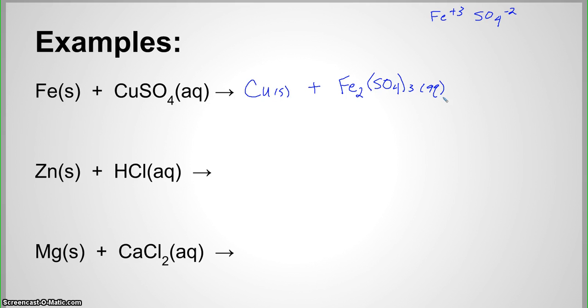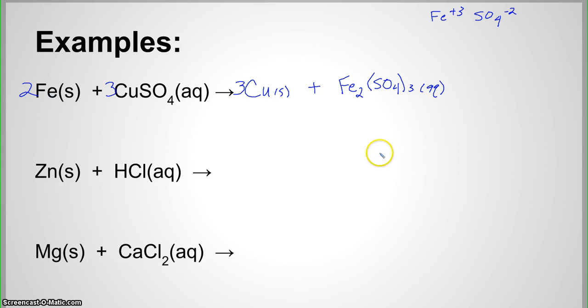So those are our two products. The iron is going to replace the copper. We're going to get solid copper and iron sulfate. And then we want to balance our equation. So we're going to need 3 here, 3 here, and 2 there. Okay, there's our balanced equation.